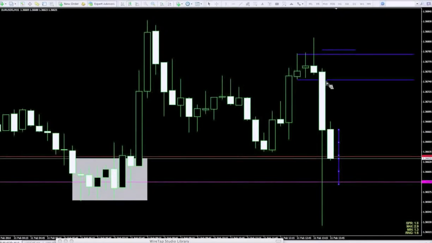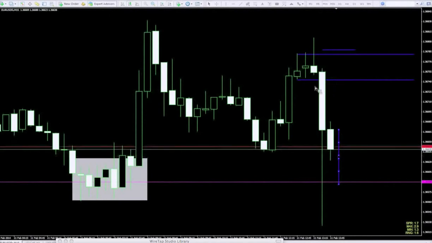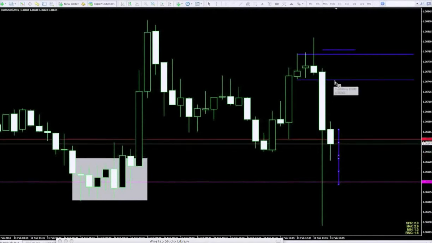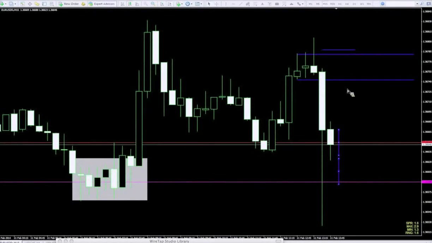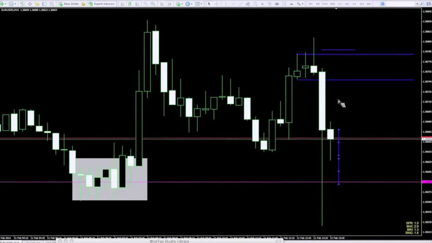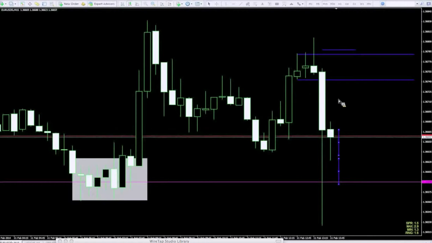Again, the aggressive trader would enter a few pips below this low, and I only suggest being aggressive when you have chart-based evidence, and I'm going to say this a few times. I would go short here aggressively if I had chart-based evidence that the market wanted to go short.